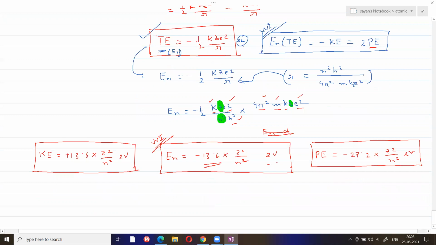Now if you convert electron volt to joule, what do we know? 1 electron volt equals 1.6 into 10 to the power minus 19 joule. Just put En as 13.6 multiplied by 1.6 into 10 to the power minus 19 z square by n square.